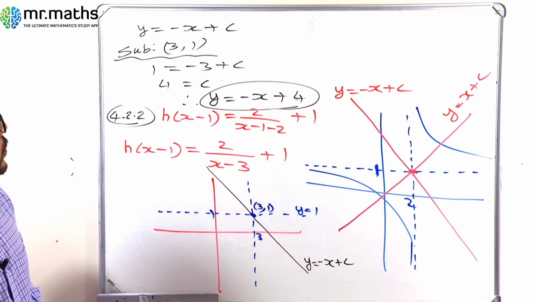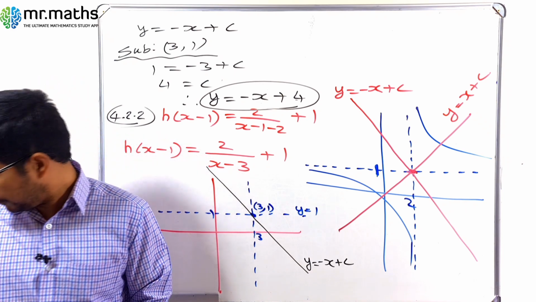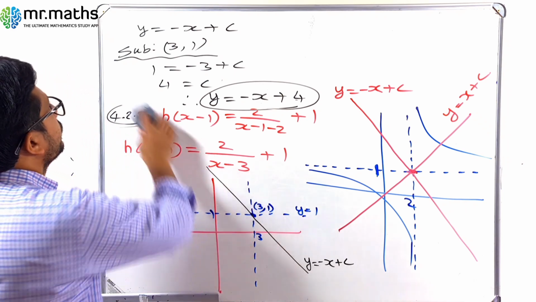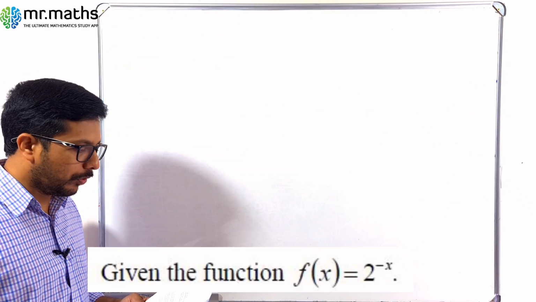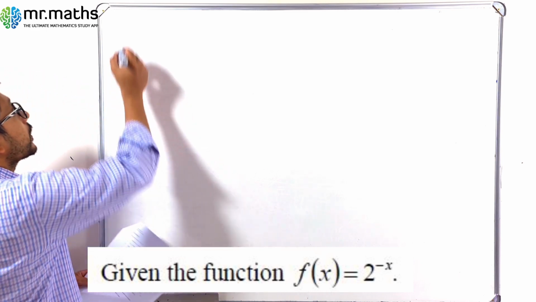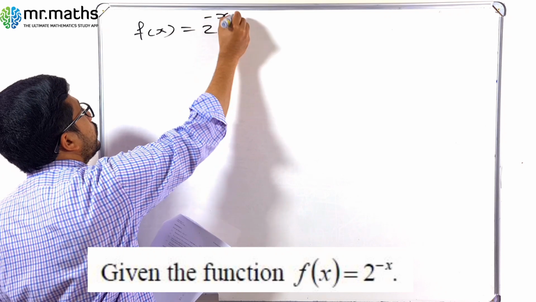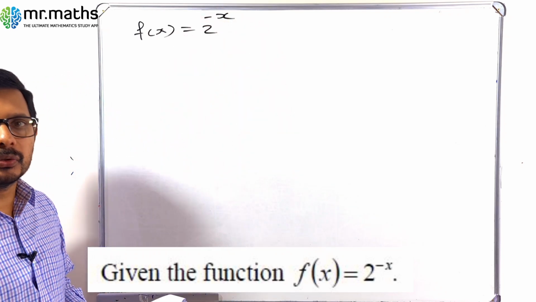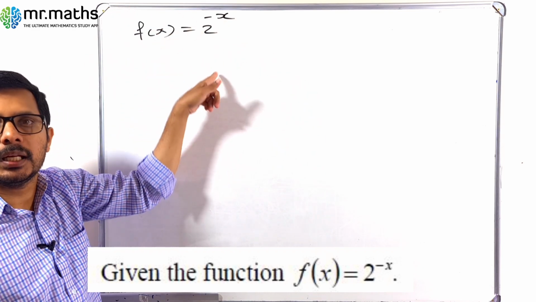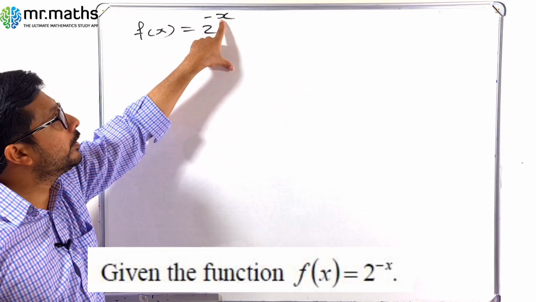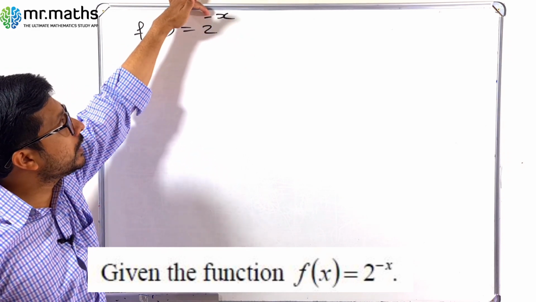Okay, so that is question number 4.2.2. Now let's move to question number 5. Given the function f of x is equal to 2 raised to minus x. So what type of function is this? The x value is an exponent, that means this is an exponential function, where the variable is in the exponent.